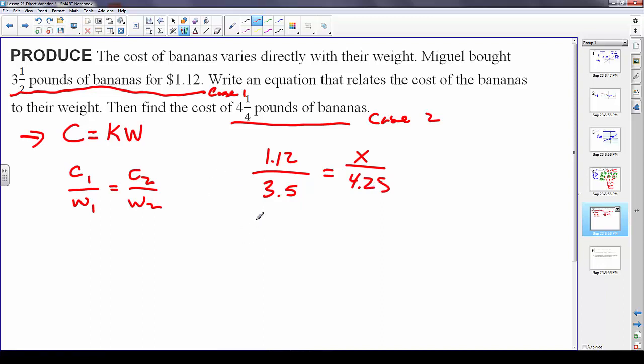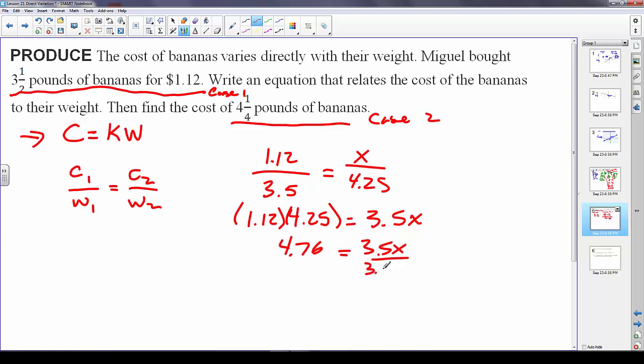So if I take 1.12 times 4.25, which is a cross product, that should be equal to 3.5x. 1.12 times 4.25 is 4.76. That's equal to 3.5x. Divide both sides by 3.5. And in that case, x is equal to 1.36. And that's a dollar value.